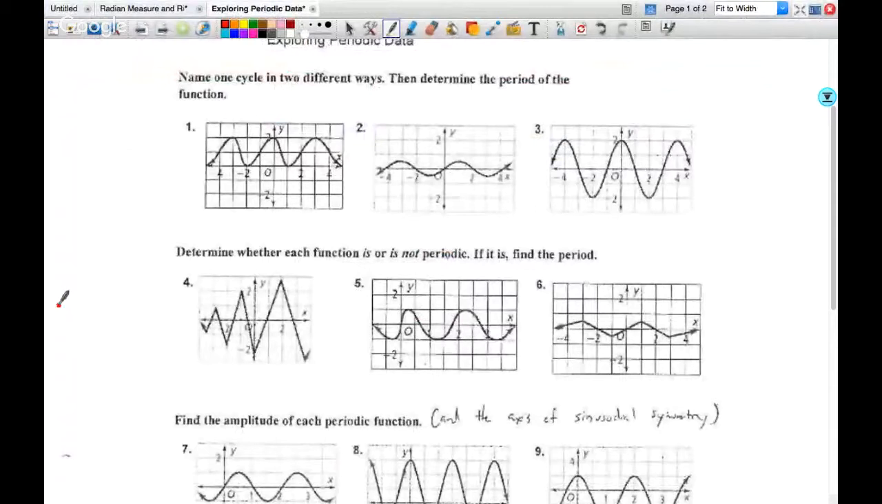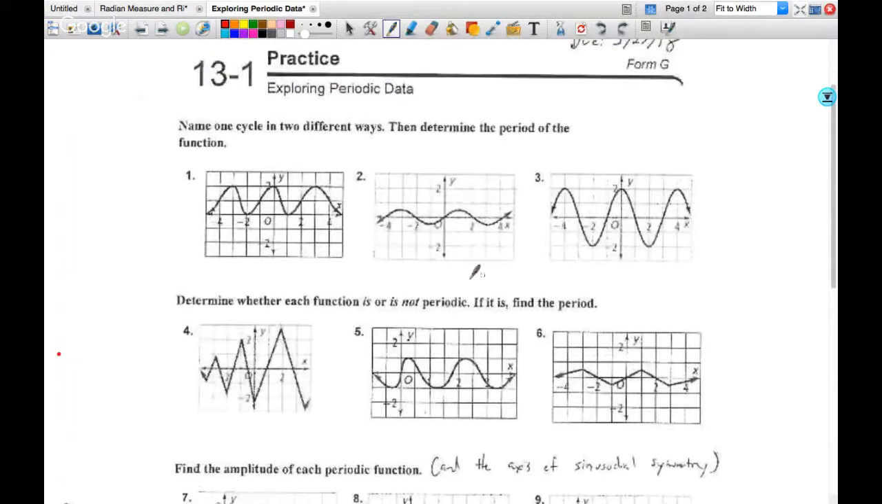This is going to be our homework help video for the homework titled Exploring Periodic Data. We'll just jump right into it. Name one cycle in two different ways.